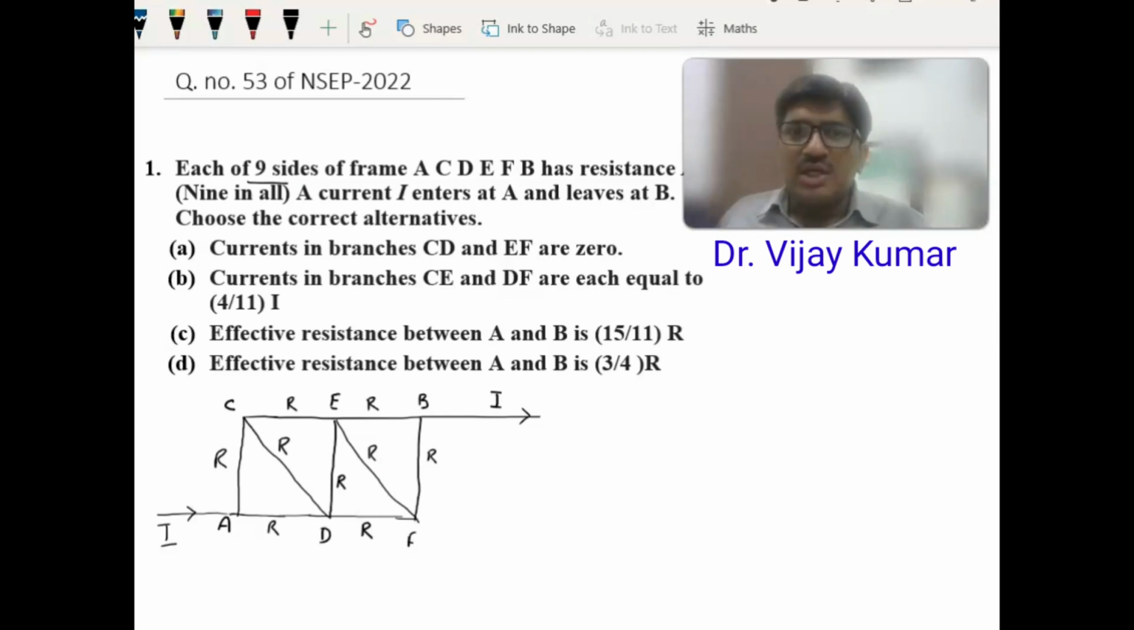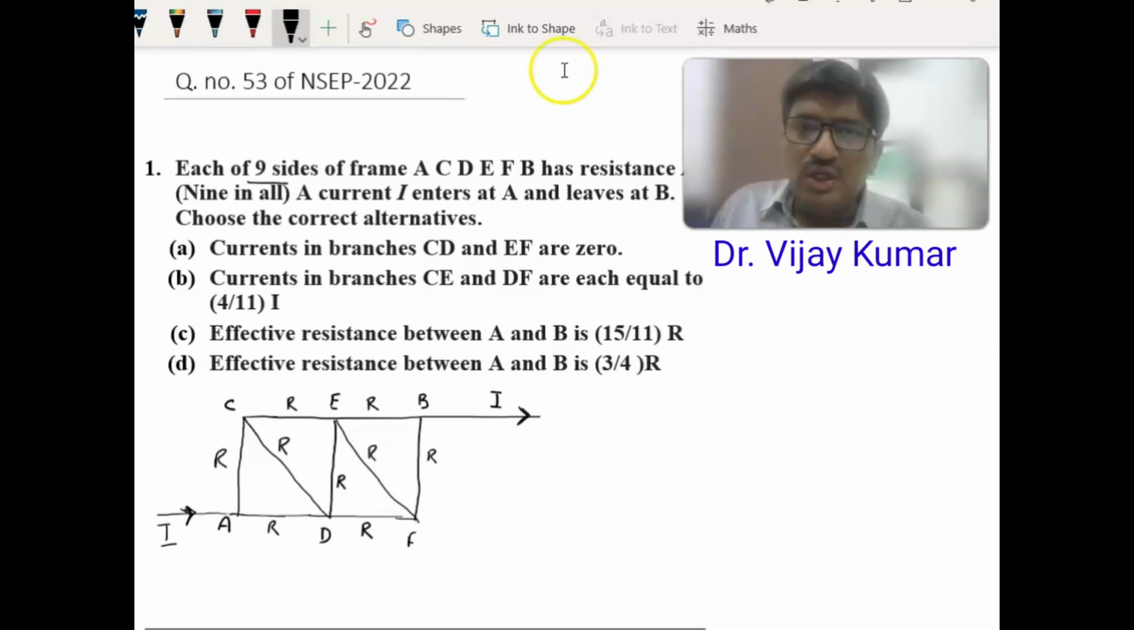Currents in branches CD and EF are 0. Currents in branches CE and DF are each equal to 4 by 11 I. Effective resistance between A and B is 15 by 11 R. Effective resistance between A and B is 3 by 4 R. This is the diagram. This is the entering of current I and this is the exit of current I.